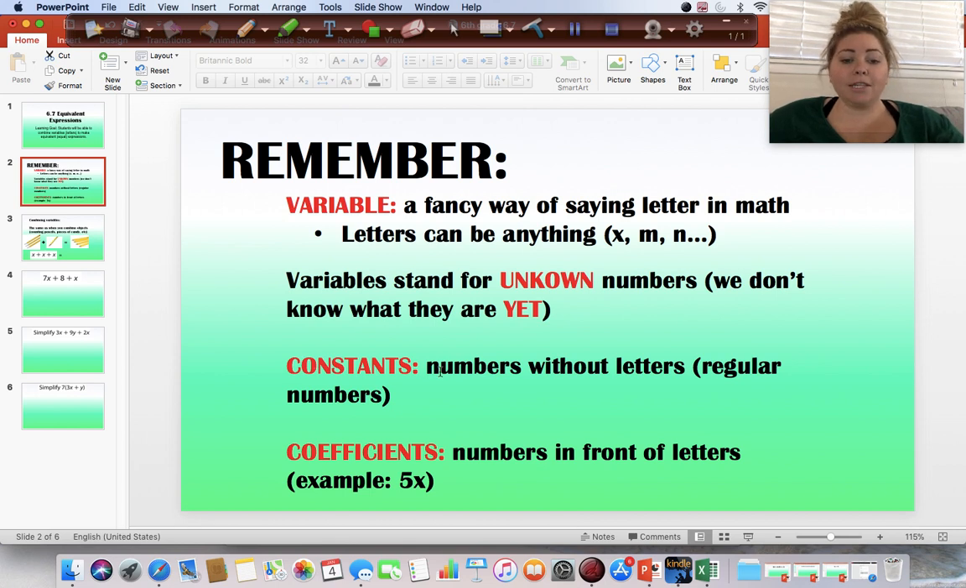All right, then we have constants. Constants are numbers without letters. So constants are any number that doesn't have a letter attached to it. They're like regular numbers, what you've been working with your whole life up to this point. Coefficients are numbers in front of the letters. For example, we've got 5x right here. Our 5 is our coefficient, and our x is our variable. So our coefficient is the number in front of the variable. Write all of this down.